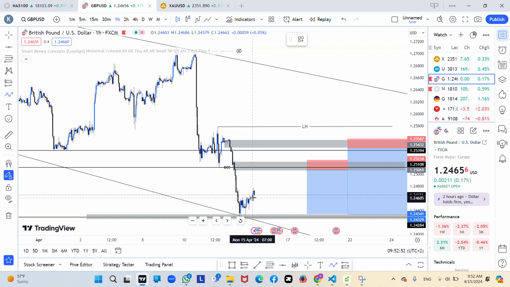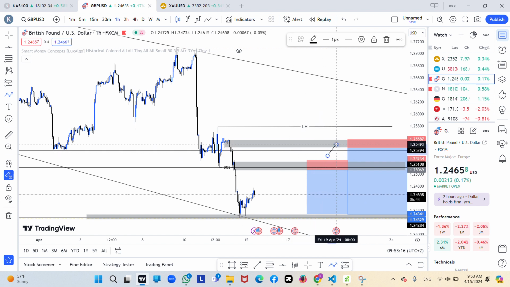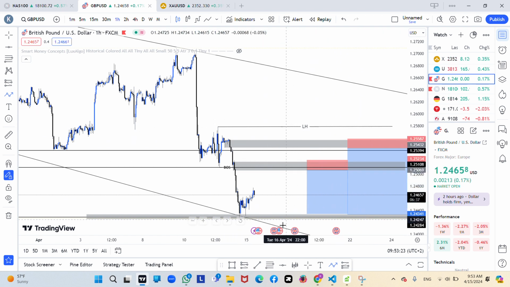What I'm looking forward to is maybe getting a form of correction on GBPUSD, and then I will look for more confirmations, confluence and my entry trigger. Then I will enter a sell. As long as price is still below that lower high, I'm looking for selling opportunities, guys. So yeah, that's it from me.